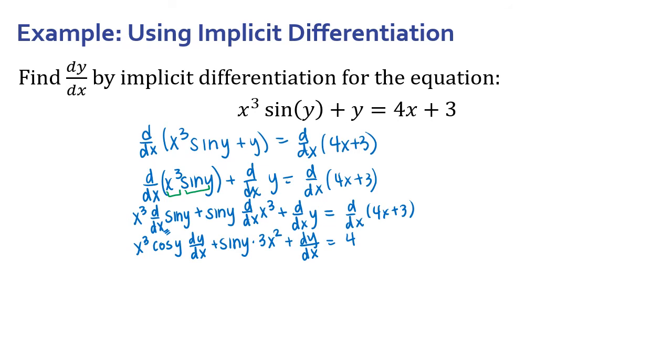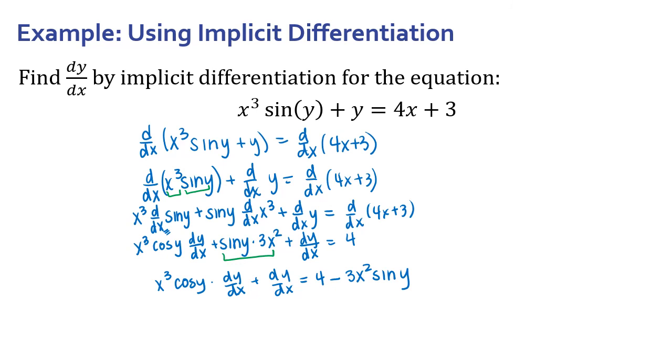Okay, so our entire goal is to solve for this dy dx. So I'm going to take this term, because this is the only term on the left-hand side that does not involve a dy dx, and I'm going to move that over by subtracting it from both sides. When I do that, I get x cubed cosine of y times dy dx plus dy dx equals 4 minus, I'm going to move that 3x squared to be in front, so 3x squared sine of y.